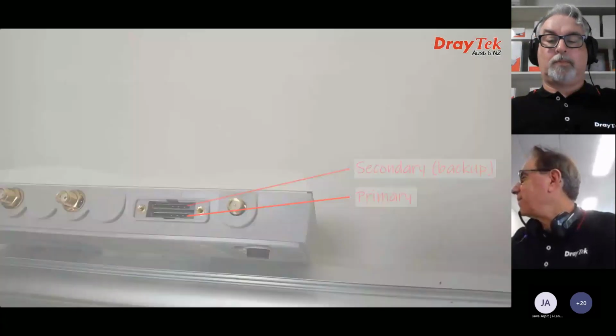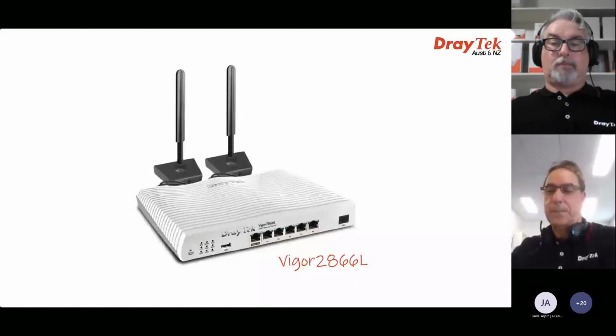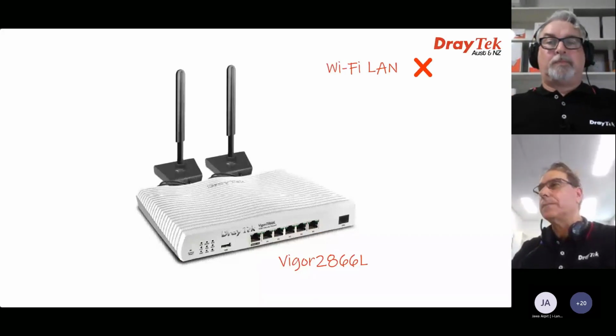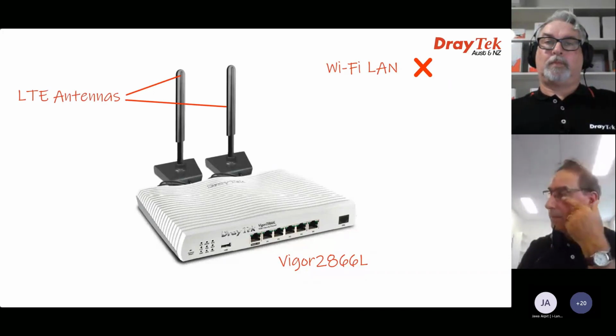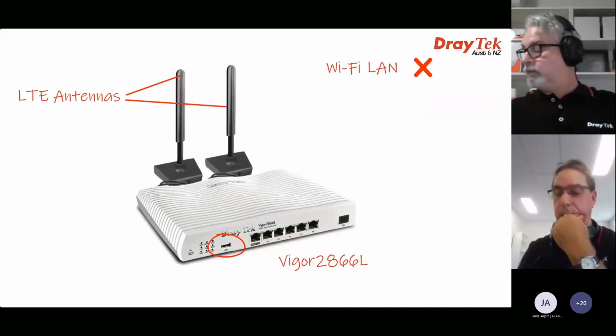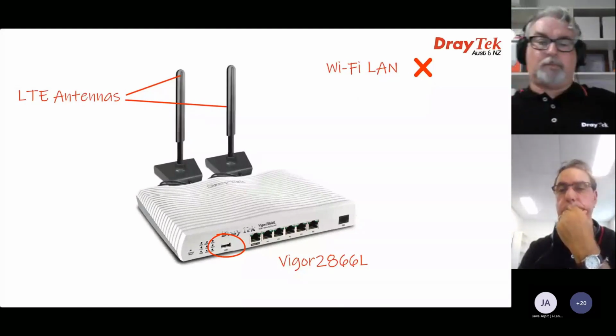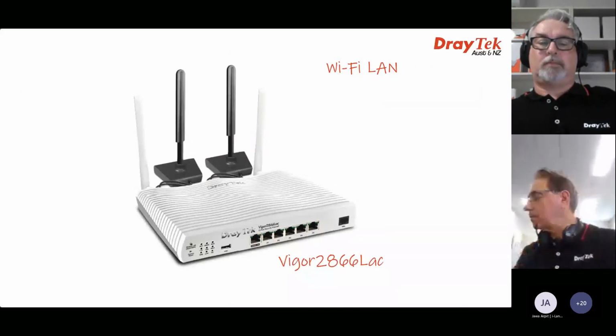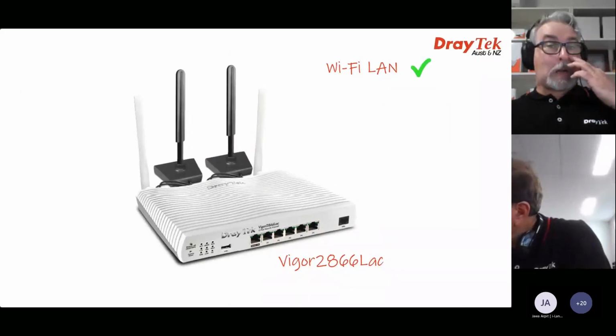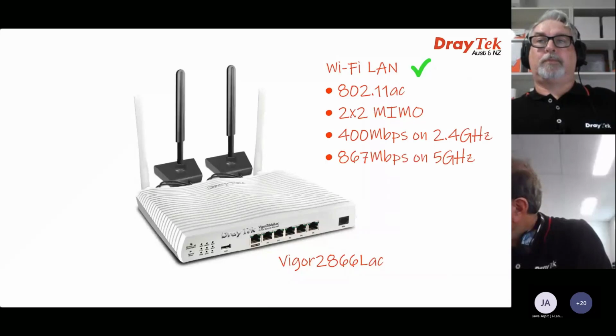The first of those models is the Vigor2866L. Now, this model doesn't have Wi-Fi to create a wireless LAN. Those antennas you see are for the 3G, 4G LTE connection. You might also notice 1 USB port instead of 2 on the front. The second USB port is sacrificed for the LTE modem inside. The second model is the Vigor2866LAC. This one does have Wi-Fi, and it's the same 802.11ac Wi-Fi standard as the Vigor2866AC model. Okay, so that is DrayTek's Vigor2866 series router range, which come with a 2-year back-to-base warranty.